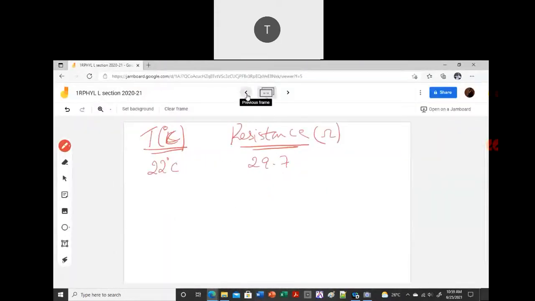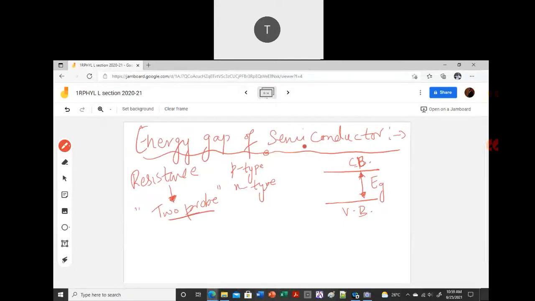As we told, the energy gap is nothing but the difference between your conduction band and the valence band. Now, if you want to take resistance, you can do either 2 probe or 4 probe. Here we are going to do 2 probe. I will just show you how this works.